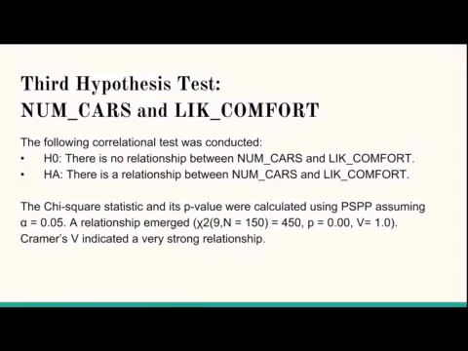If we have a significant result, then we need to run what's known as Cramer's V. Cramer's V is an absolute 1. Cramer's V indicates a very strong relationship between the number of cars and the like comfort.